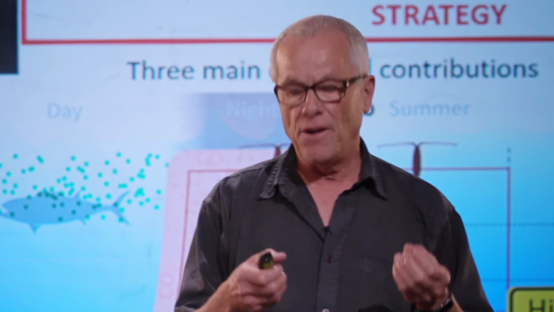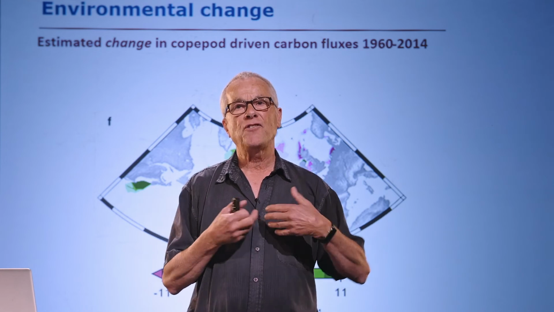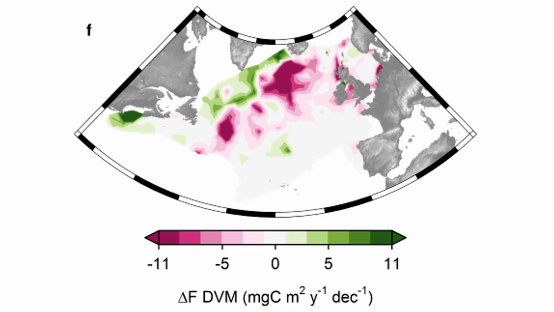And I'll just show you one example of the model predictions that come out of this exercise. It describes how the spatial distribution of the ability of the zooplankton to remove carbon dioxide from the atmosphere has changed during the past 50 years. The areas that are green, for example in the North Atlantic, are where the ability of the zooplankton to remove carbon dioxide has increased, and in the red areas it has decreased during the past 50 years. And this is the result of global warming.